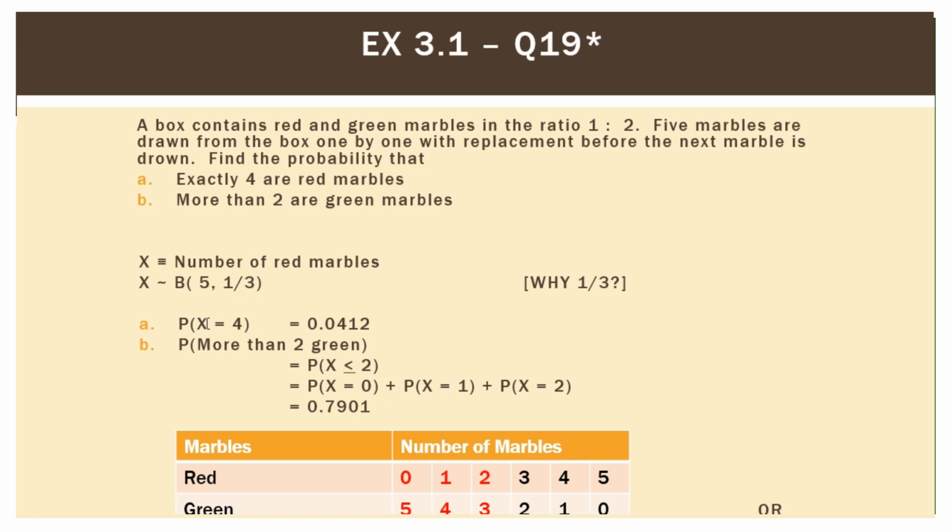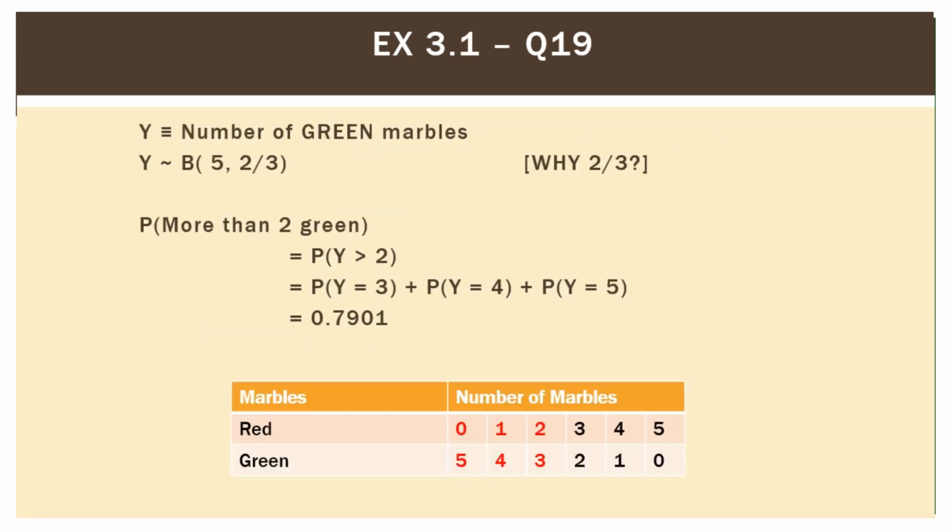Okay. So more than 2 green, we're only talking about 5 marbles, right? More than 2 green, meaning we're talking about 3, 4, and 5 green, meaning the number of reds is 0, 1, 2. So you can have a look at this table. You should be able to understand what's going on there.